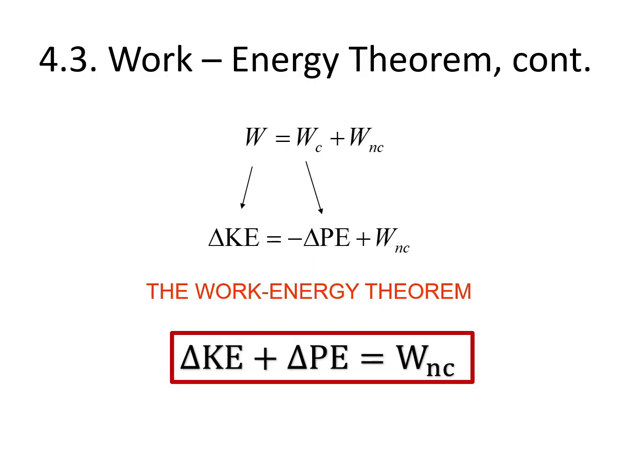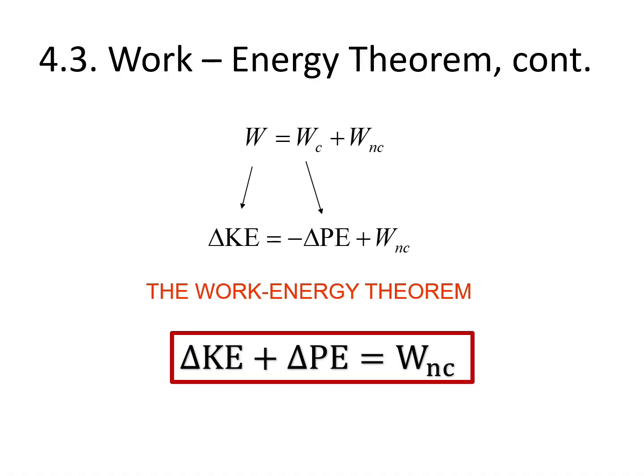Combining the previous relationships gives delta KE equals negative delta PE plus W sub NC. Moving delta PE to the left gives the red box equation: delta KE plus delta PE equals W sub NC. This means the change in mechanical energy equals the work done by non-conservative forces.